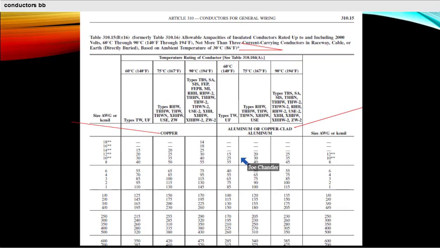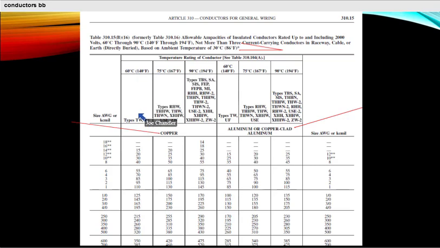So let's see how we read this table. As we see, going across the top, it gives us the 60, 75, and 90. And you notice it says it again, 60, 75, and 90. Now you notice there's a little bolder line here. What this does is separate the copper conductors from the aluminum or copper-clad aluminum. So you see 60, 75, 90 copper, 60, 75, 90 aluminum. These are the different types of insulation for that temperature rating.